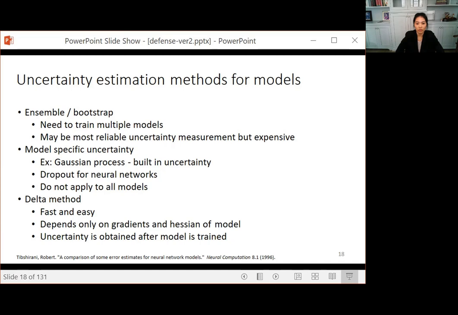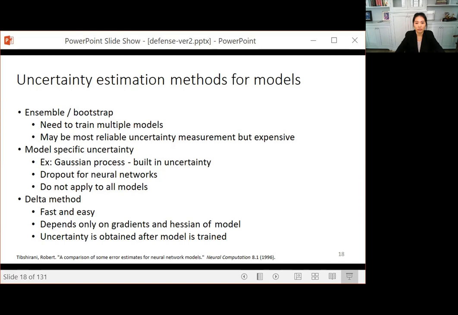So we're going to talk about the Delta method, and this is fast and easy for a lot of situations. It works well for a lot of situations. And then you can have a pre-trained model, and you can get the uncertainty after the model is trained. So this can be pretty convenient. You don't have to do additional training. And the downside is that it doesn't scale well with the number of model parameters.